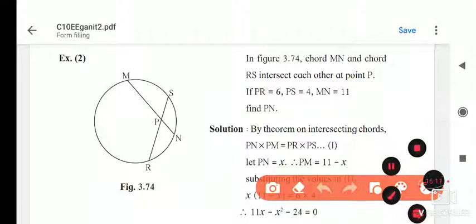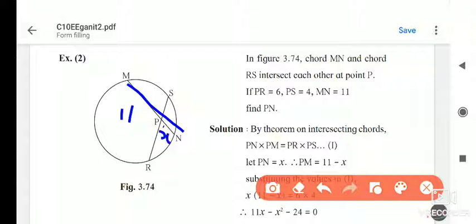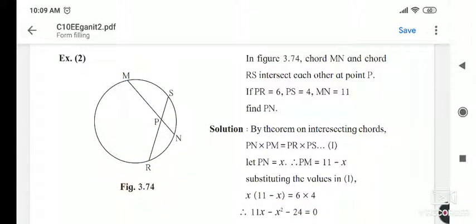Now we don't know PN, because directly MN's value 11 is given, and PN is not given, so we will take it as x. If PN is equal to x and MN is equal to 11, what is the value of MP? It is 11 minus x. Understand how it is there? Again I will tell you.